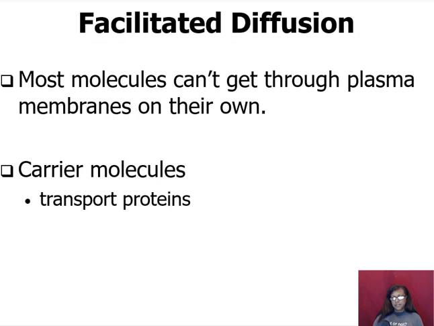So in facilitated diffusion, most molecules can't actually get through the plasma membrane on their own. They want to get to the other side, right? Because the concentration is lower there, but maybe due to size, they can't get through the plasma membrane. And so you have these carrier molecules or transport proteins that will open up and allow them to come through. It's a way of gatekeeping, but it doesn't actually require any energy.